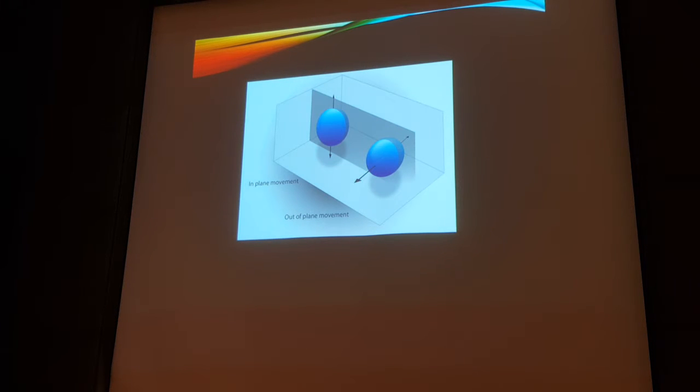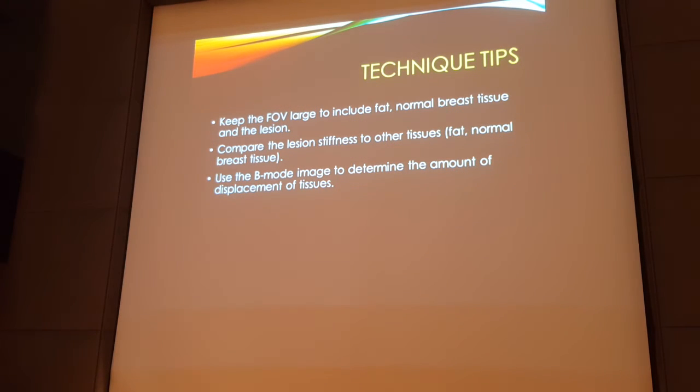When the patient's breathing, we want the lesion to stay in the plane. We don't want it to go in and out of the plane, because if it does, it may look smaller or bigger and therefore give us inaccurate results. We always want to keep the field of view as large as possible, and because it's a relative technique, we want to include fat and normal tissue with the lesion.